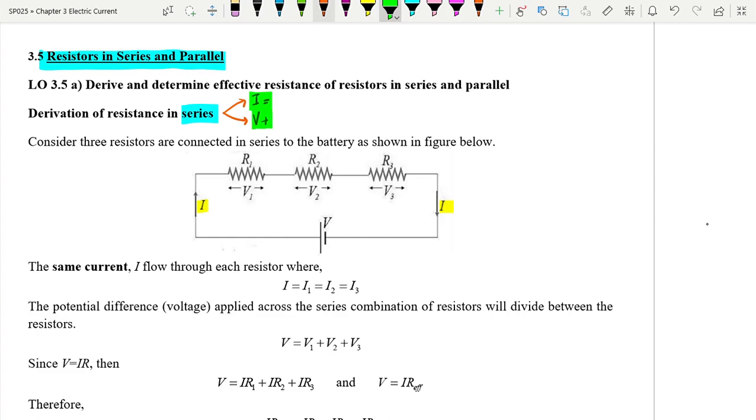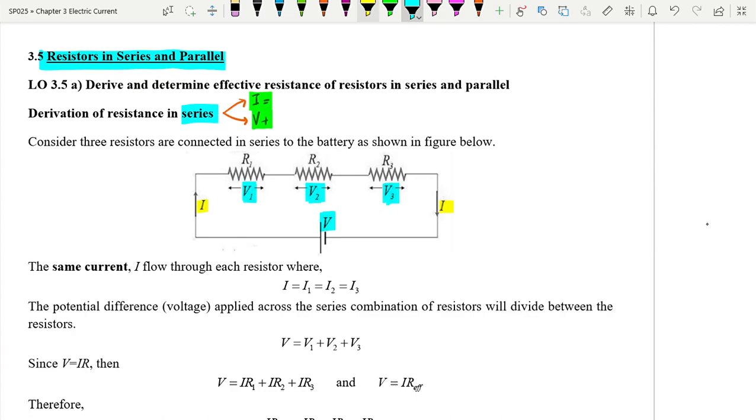V tambah ni bermaksud V across R1 akan tambah dengan V across R2, dan akan memberi nilai V dekat sini. So itu maksud V tambah. Okay, so I sama, V tambah.